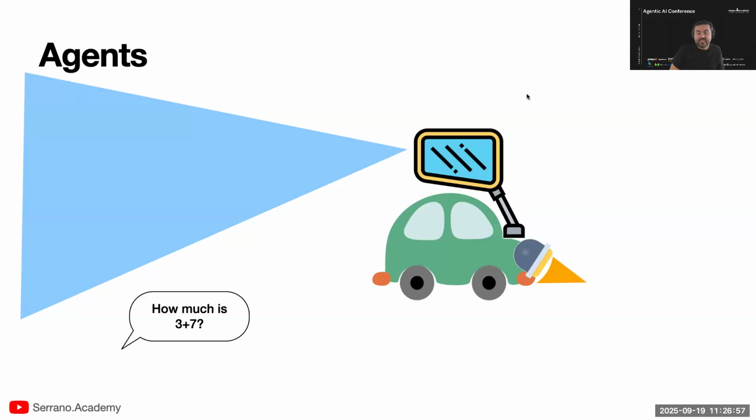And so another thing that agents do is, for example, this. Let's say I ask how to do 3 + 7. Well, a model, think about this. A model doesn't really know math, right?